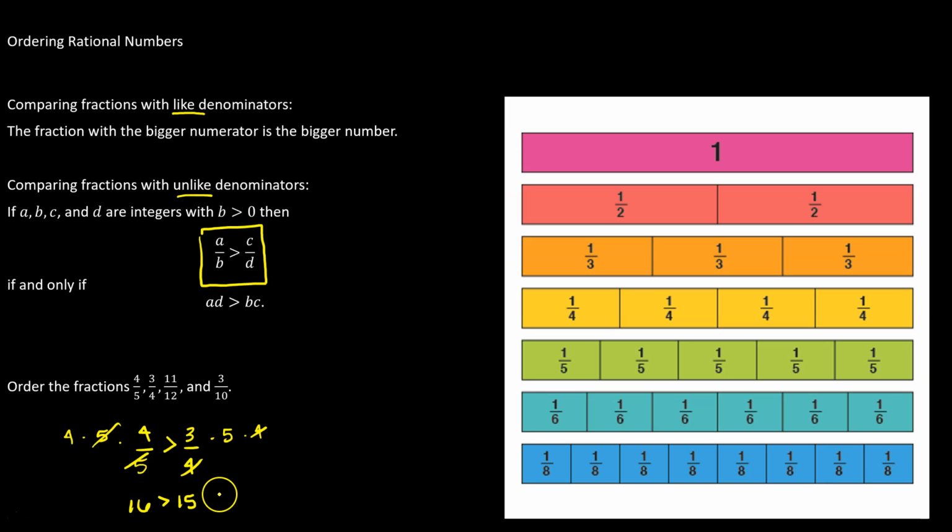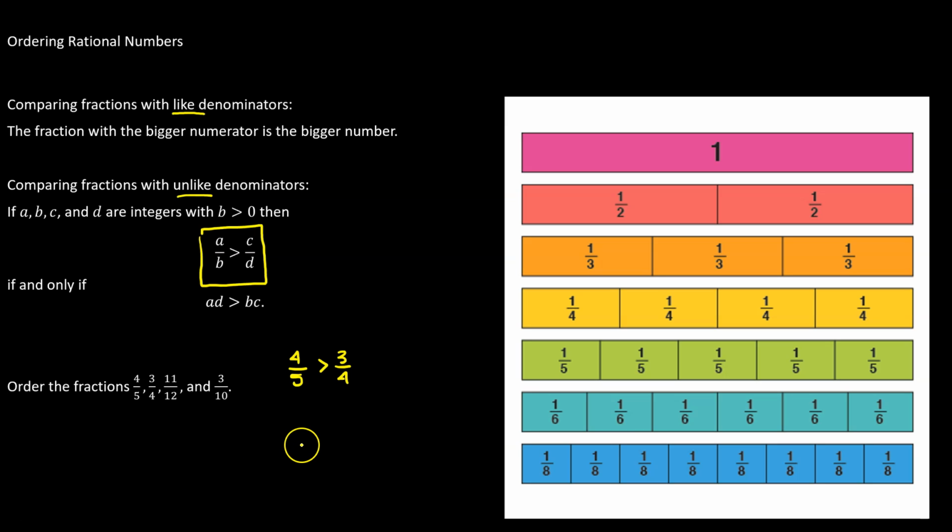Well, look at that. We have a true statement. So we know that it's true that 4/5 is bigger than 3/4. And we can repeat this process for the other groups of fractions until we find which one is the biggest and which one is the smallest.